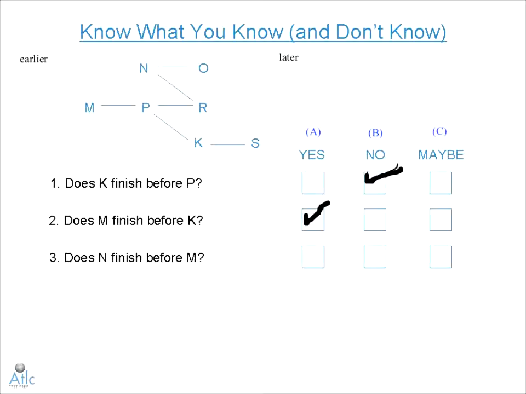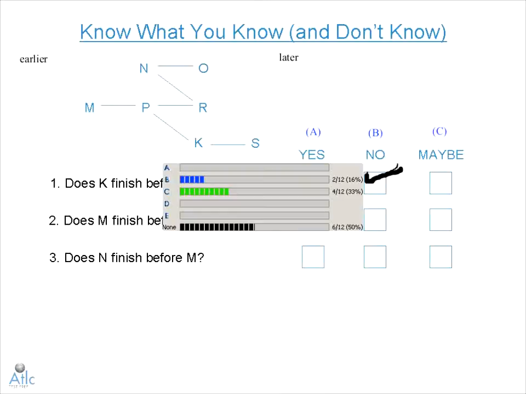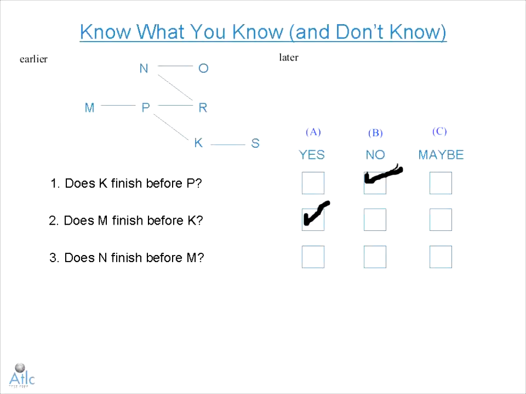Let's try another one. Does N finish before M? Go ahead and vote up top. What do you think? We have some variety here, some people saying yes, people saying no, and people saying maybe. A few non-voters. Let's get everyone voting if we can. Does N finish before M? Well, let's hear from someone. Greer, do you have a mic?